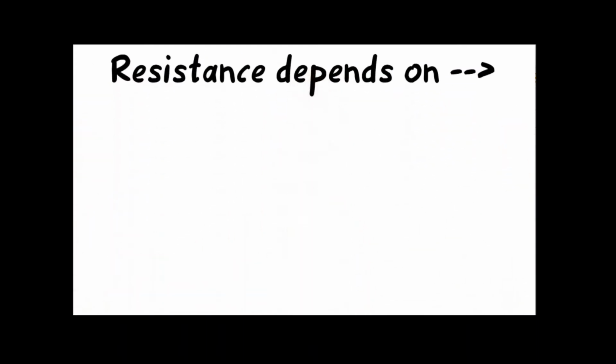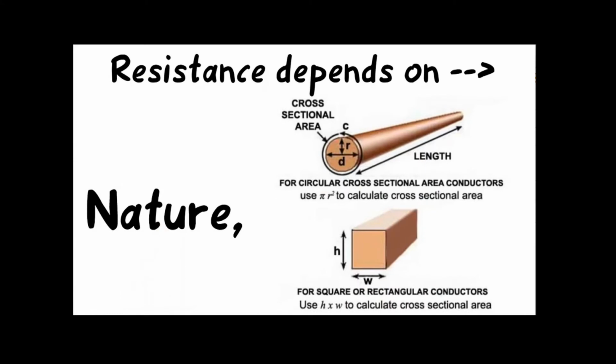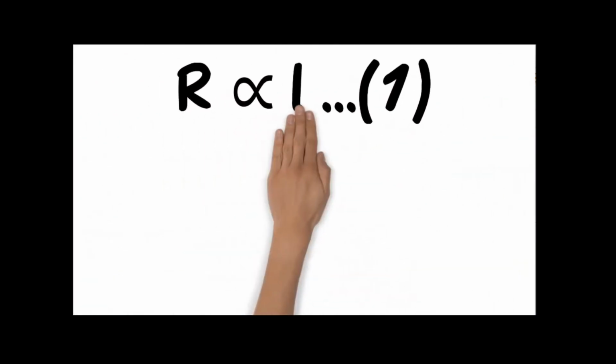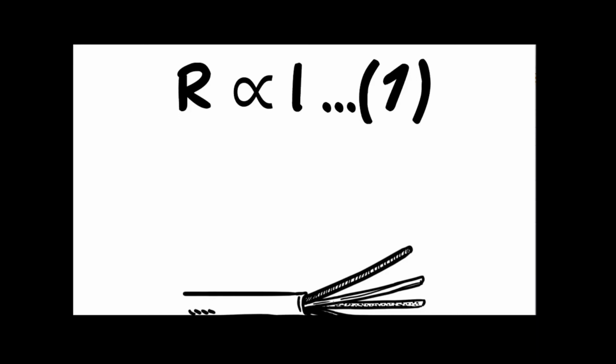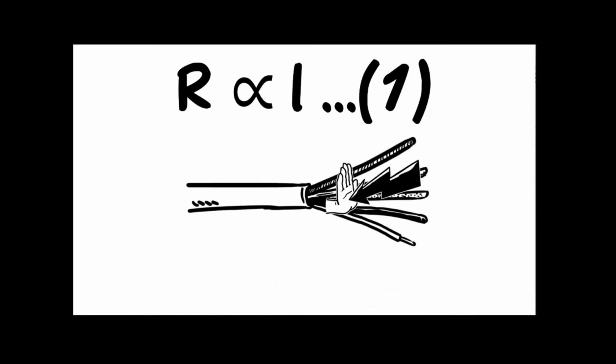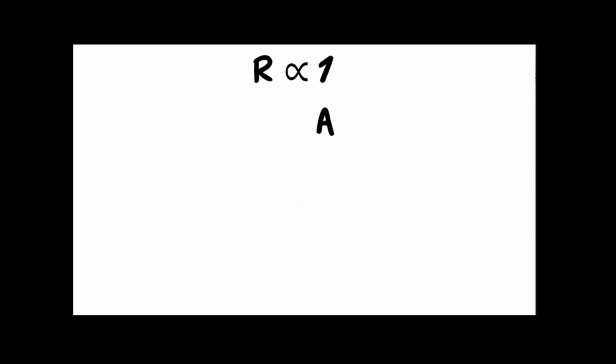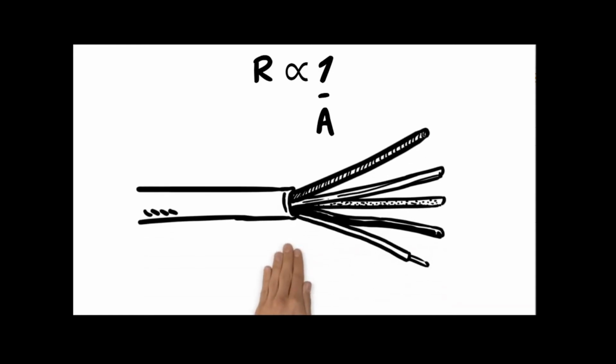Resistance in a conductor depends on nature, length and area of cross-section of the conductor. Resistance, R, is directly proportional to the length of the conductor. This is the cause that long electric wires create more resistance to the electric current. Resistance R is inversely proportional to the area of cross-section, A, of the conductor. This is the cause that thick copper wire creates less resistance to the electric current.